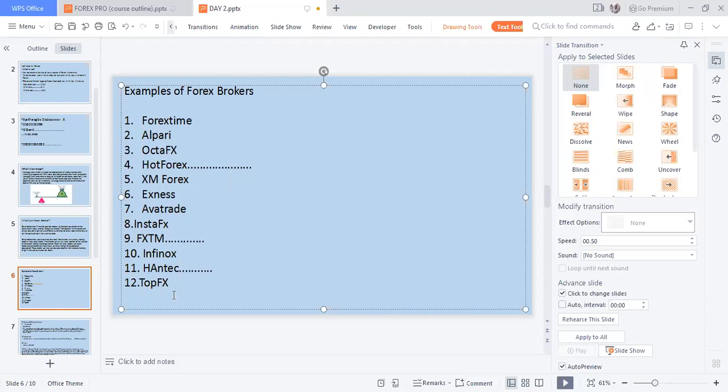Antec, beautiful. TopFX, sweet. Infinox, I'm not going to say anything about Infinox. OctaFX, beautiful. Apparel, beautiful. Avatrade, beautiful. But what I use, what Godspower uses, is Hot Forex. Since I've been using Hot Forex, I've never regretted it once. In Hot Forex, I have 2 accounts: I have my live account and I also have my commission account.